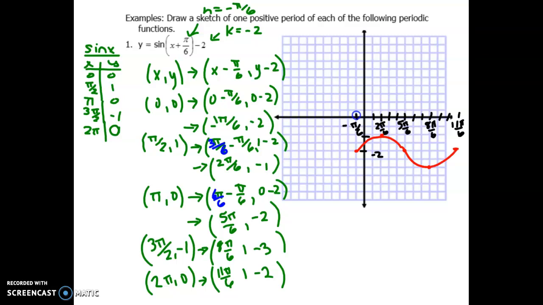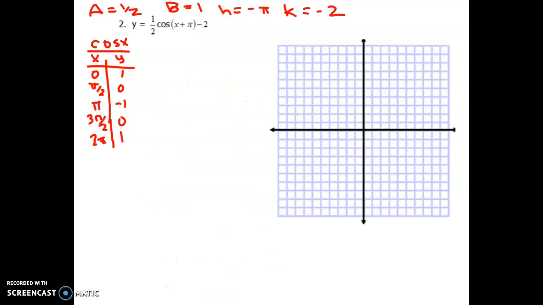So for this next graph, we have an A, a B, an H, and a K. Our B value is only 1, so there's going to be no period stretch. When I plug this into mapping, we're going to get x divided by b, so we can just say x, minus pi, and then a is half times y minus 2. And then we're going to plug in our points from our original cosine graph.